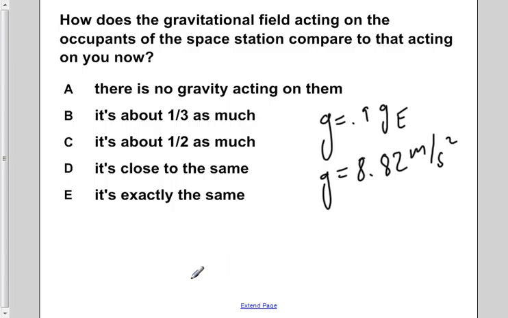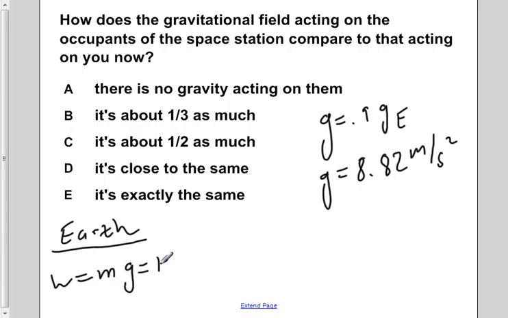Now, let's say we had a 1 kilogram object. So on the Earth, what would be the weight of that object? The weight is equal to the mass of the object times the acceleration due to gravity. So on the Earth, our 1 kilogram object would have a weight of 9.8 newtons.